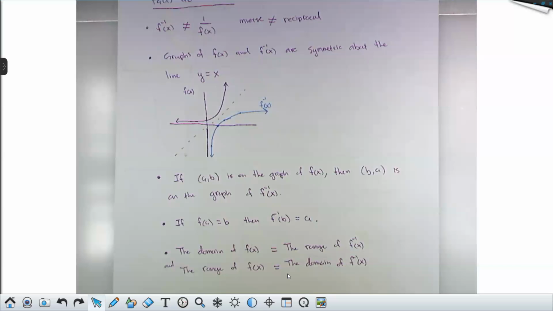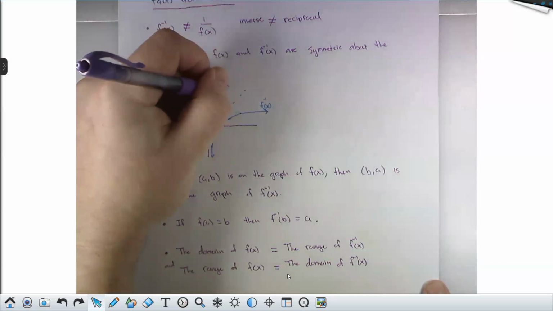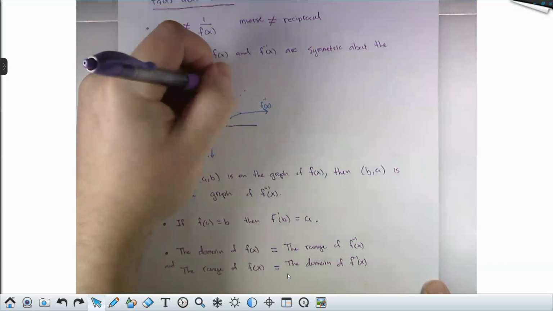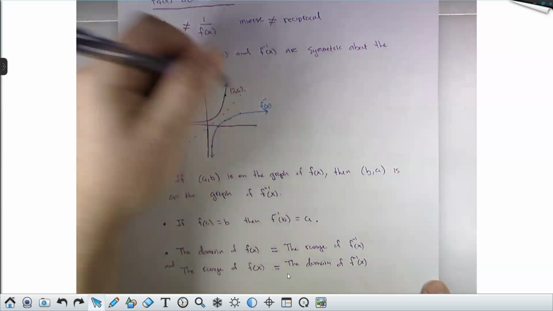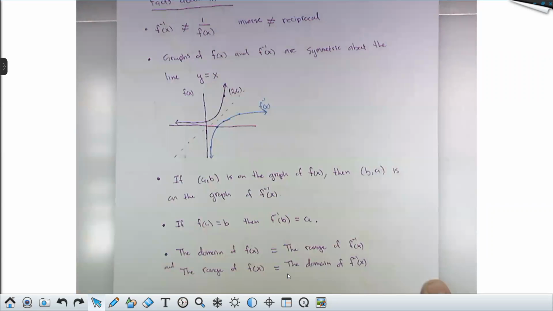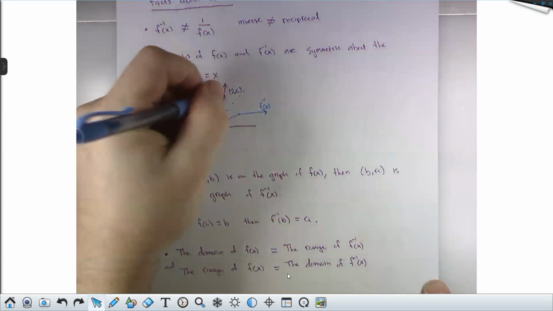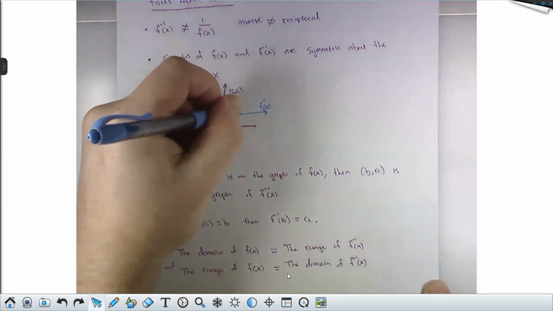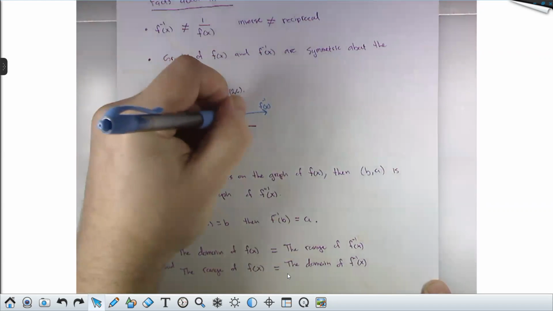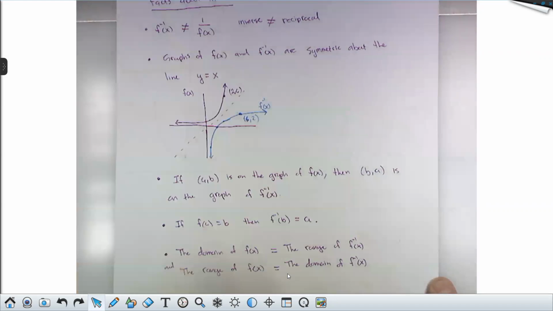These things are connected to each other. Like if over here, I have the point 2, 6, that means over here, I have to have the point 6, 2. And it will be the point symmetric over the line y equals x. Because when you flip a point over the line y equals x, that's what that does, it swaps the x's and the y's.